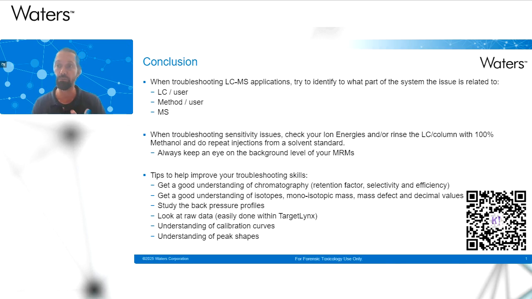Yeah, unsmooth your data. That is something I very often do to check if there is an interference present, if there is sufficient data points across the peak. But also an understanding of calibration curves and peak shape will for sure help you build better troubleshooting skills.